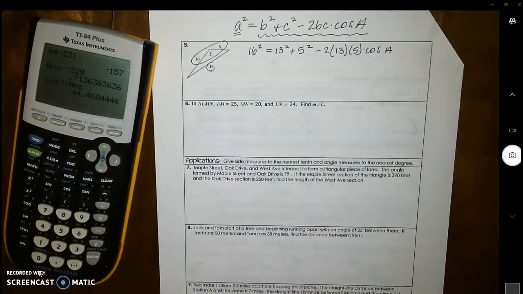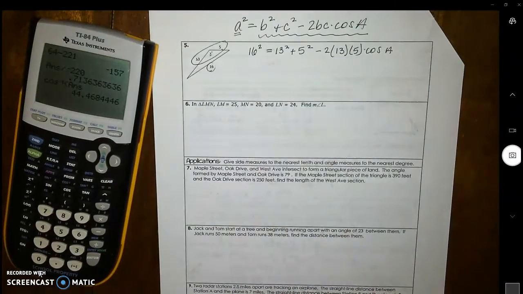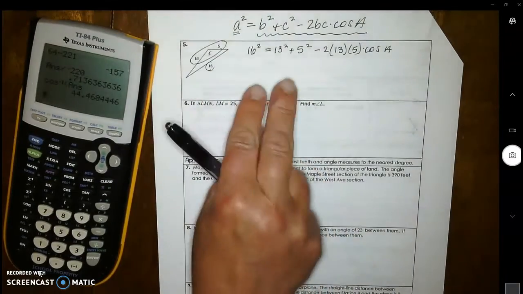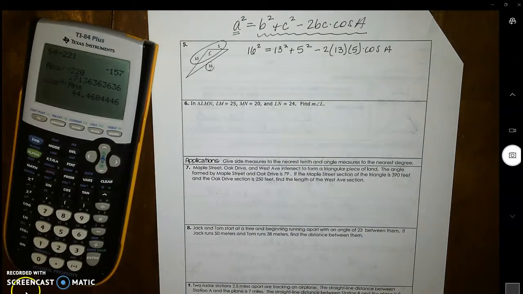And again, if you end up missing something, by writing it all down it's a little bit easier to be able to say, hey, this should have been equal to 16 squared. That's what you missed, okay? All right, go ahead and pause your screen, and you can check number 5 and 6 in a minute.